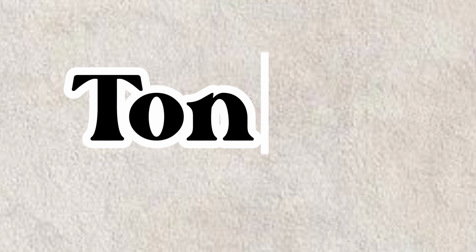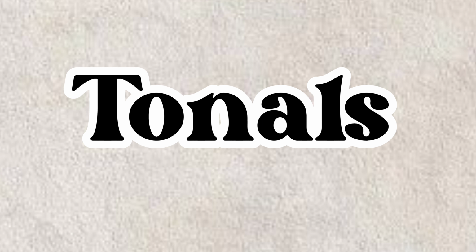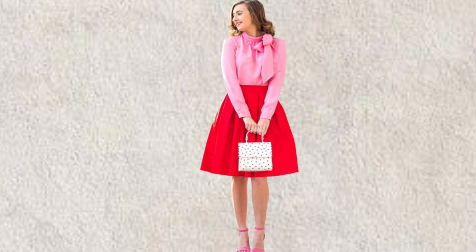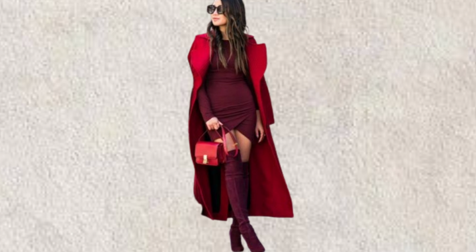The next point is tonals. Tonals are different shades of the same color, e.g., a shade of red can be combined in an outfit like pastel pink, bright red, or deep burgundy. These are all different tones, different lightness and darkness, of the color red.